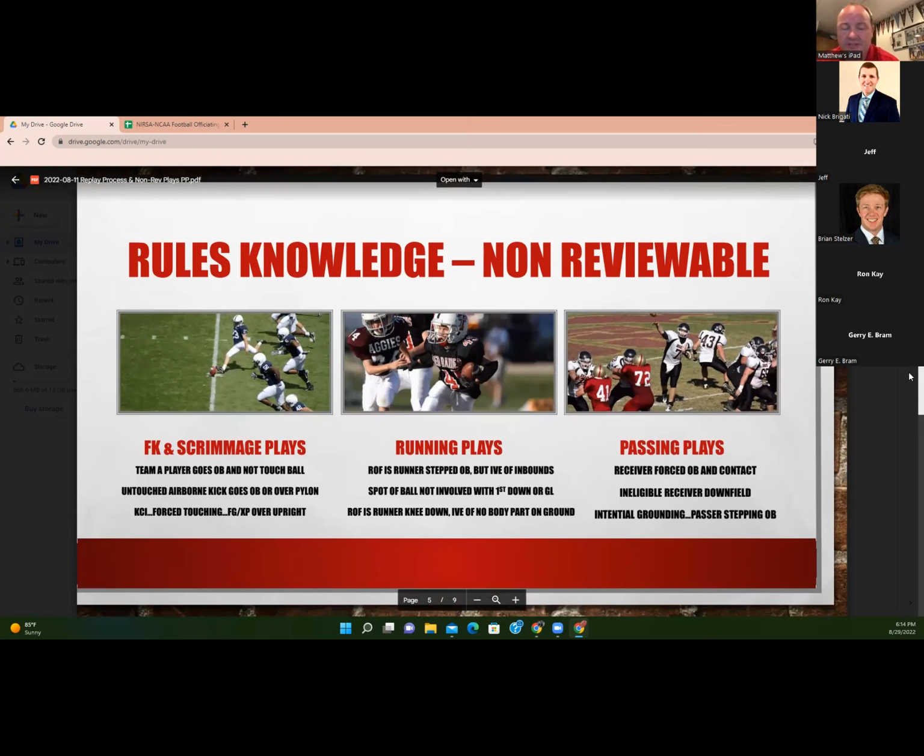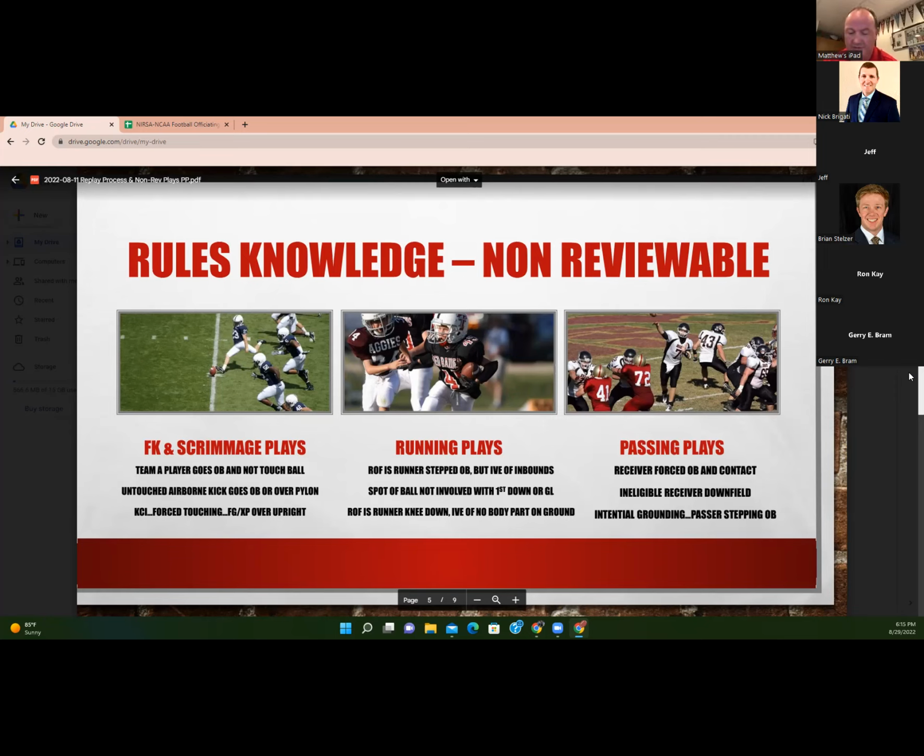So this is getting into the meat and potatoes. There's various types of plays that are not reviewable. I'm not going to go down through these in detail right here because I'm going to spend the time going through these exact types of plays with video. Video is going to hit home a lot more than reading it on the screen.